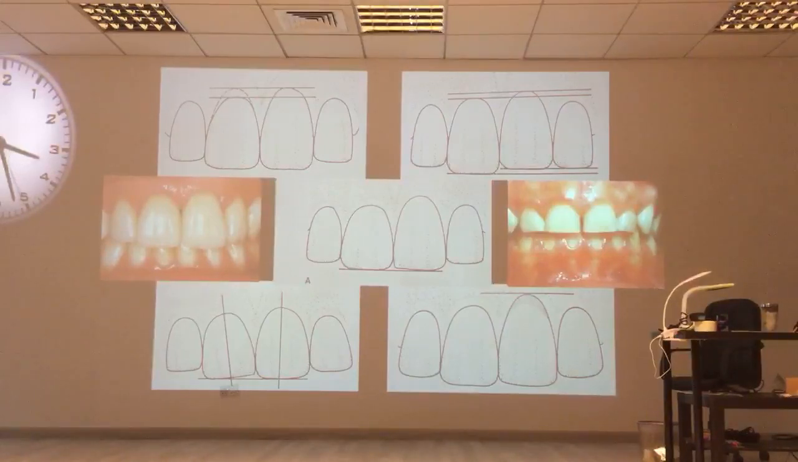These teeth are the future crown of the patient, which you can change. The easiest way, yes, they all will be removed. These centrals will be removed.